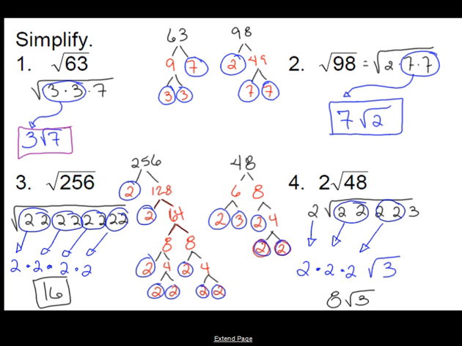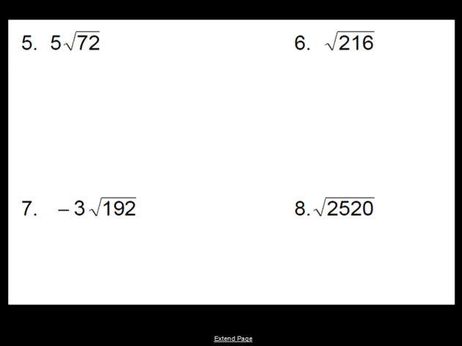A couple more examples of these. Looking here at number 5, I'm going to take my 72 and split it up. This one here is going to be 8 times 9, and neither one of those are prime numbers, so I can split these again. This is 2 times 4, and this one's 3 times 3. We do have some prime numbers chilling here.